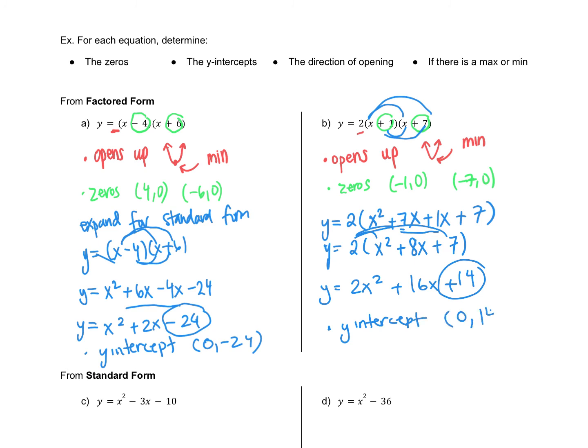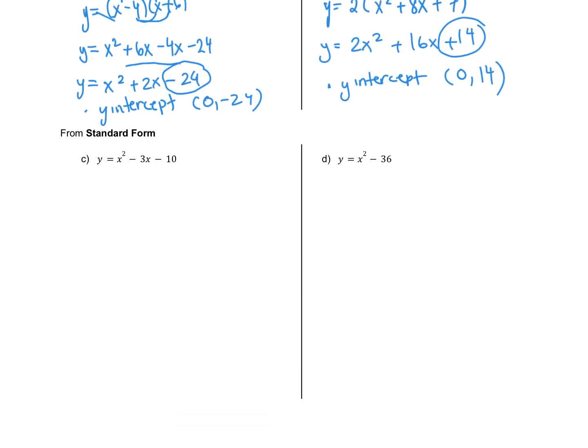So 0, 14. So if I give you factored form, you have every property in front of you except the y-intercept. And that's just going to require you to do that additional distribution or FOIL. Let's go in the other direction. Here's your standard form, and let's get those properties.